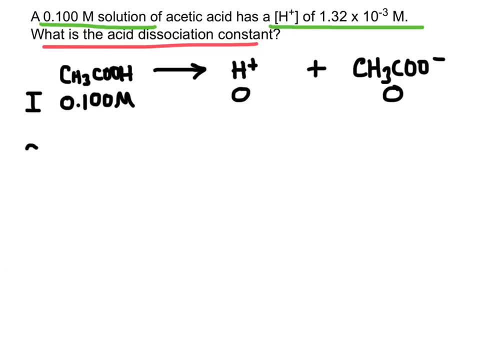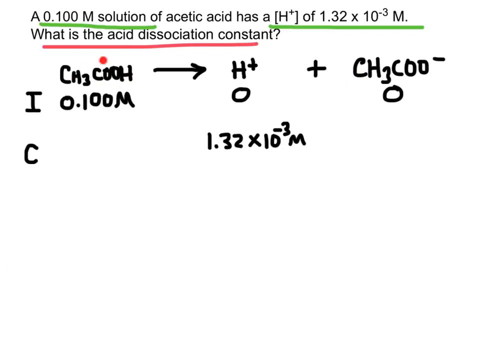Next we'll look at the change, how this is going to change, and we'll represent that by C. And the hydrogen ion concentration is going to change from 0 to 1.32 times 10 to the negative 3. Now based on this chemical reaction, the stoichiometry here, it's a 1 to 1 to 1 ratio. And that's looking at the coefficients in front. If there's nothing there, that just means there's one of those substances. So if this goes up, it's increasing by 1.32 times 10 to the negative 3. This has to go up by the same amount because it's a 1 to 1 ratio.